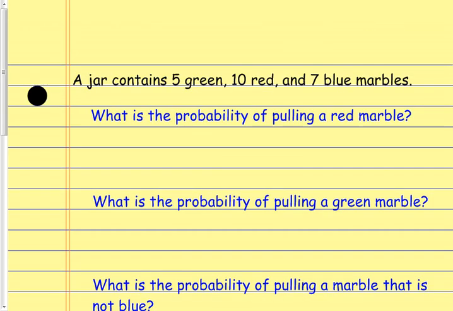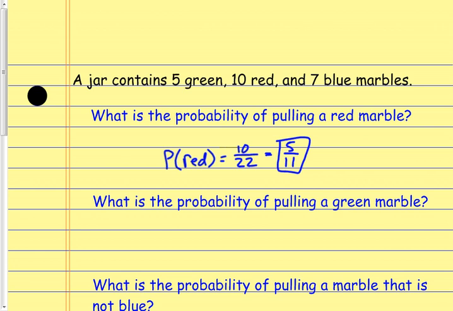If I look at something like this, a jar contains 5 green, 10 red, and 7 blue marbles. I want to know what's the probability of pulling a red marble. Well, there are 10 red marbles, and there are a total of 22 marbles here, 5 green, 10 red, and 7 blue. So a total of 22 marbles. So the probability is 10 out of 22. Again, I have to reduce my fraction to the 5 over 11.